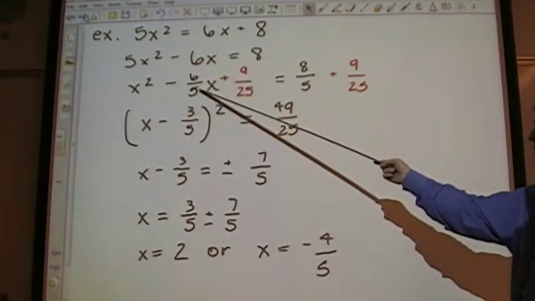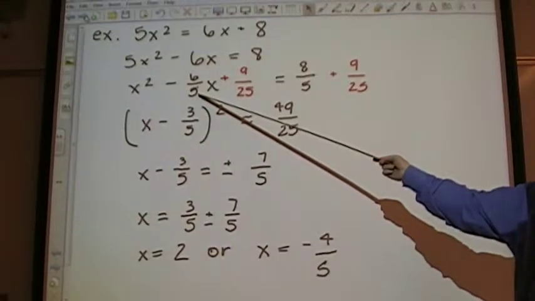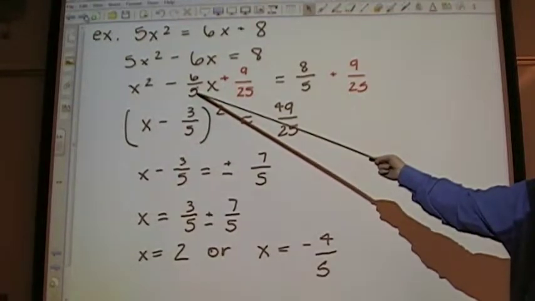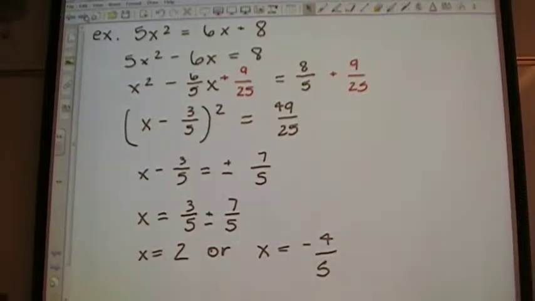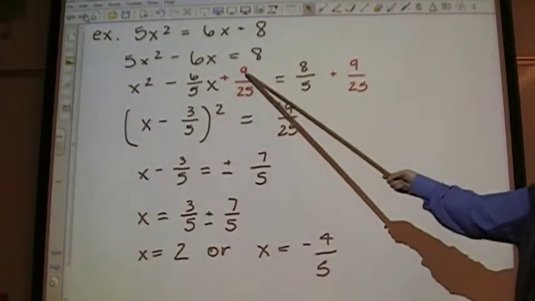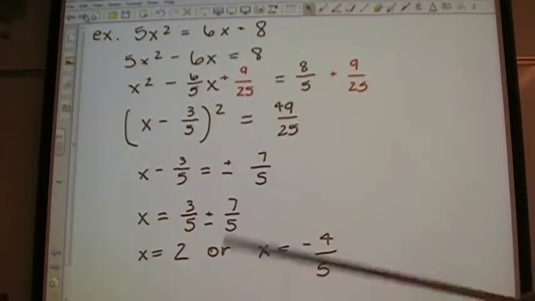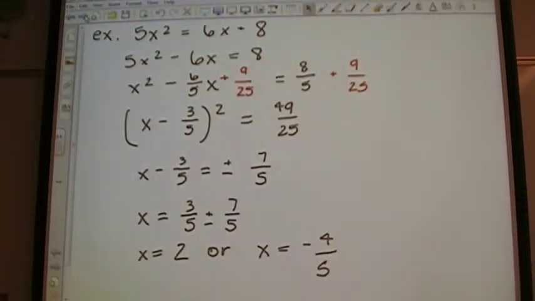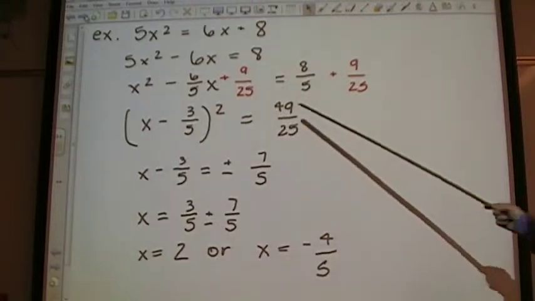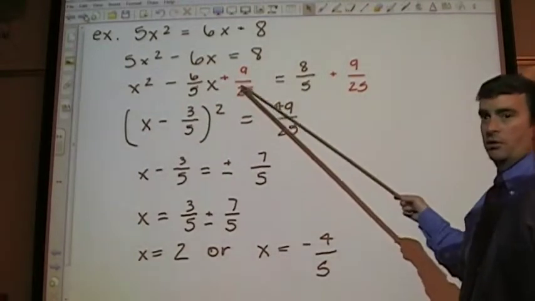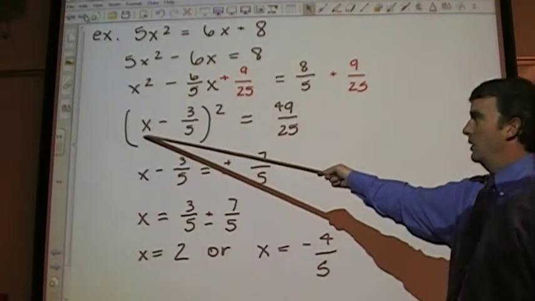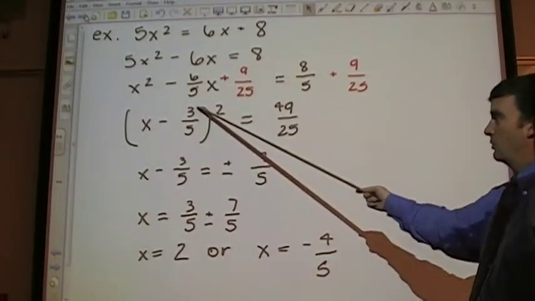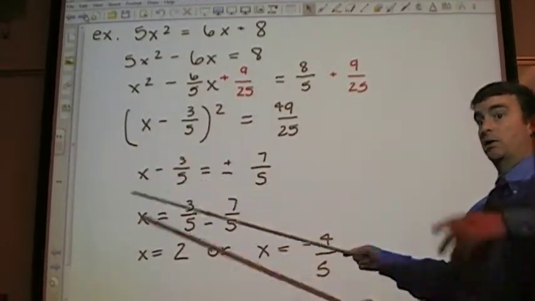Negative 6/5 divided by 2 is negative 3/5, right? Negative 6/5 divided by 2 should be negative 3/5. Negative 3/5 squared should be positive 9/25. So you add 9/25 to both sides. Okay? And then you can easily factor the left-hand side. You know this is a perfect square trinomial. Square root of x squared is x. Square root of 9/25 is 3/5. And it has to be a minus.